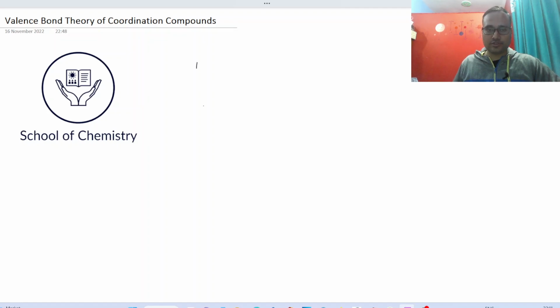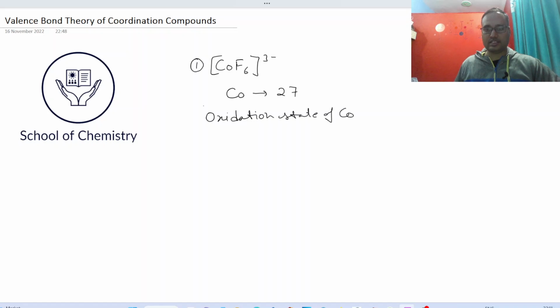The first compound which we are going to study is CoF6 3 negative. Okay, so let us start with the atomic number of cobalt. So atomic number of cobalt is 27, and the oxidation state or number of cobalt in the complex is plus 3.